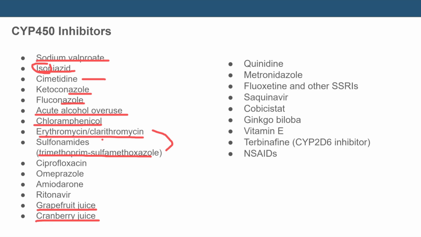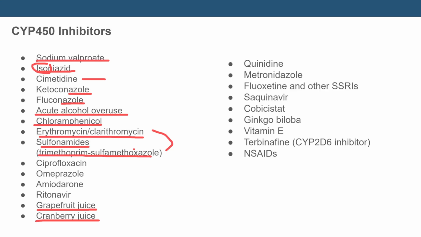And you also have to focus a lot on the macrolides, which are erythromycin, clarithromycin, and also the sulfonamides, which is trimethoprim and sulfamethoxazole, because these are very, very important for the USMLE, and these are very, very high yield: erythromycin, clarithromycin, and sulfonamides.